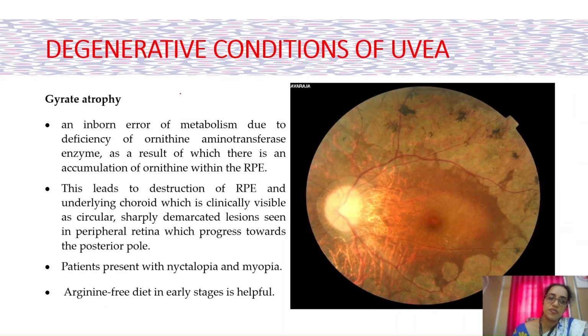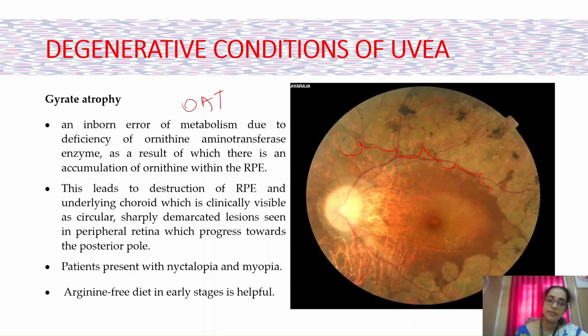Whereas gyrate atrophy is an inborn error of metabolism due to the absence of ornithine aminotransferase. As a result, there is accumulation of ornithine in the RPE, and you see this beautifully scalloped edge of atrophy in the peripheral retina. When the disease progresses, this atrophy progresses more towards the posterior pole.